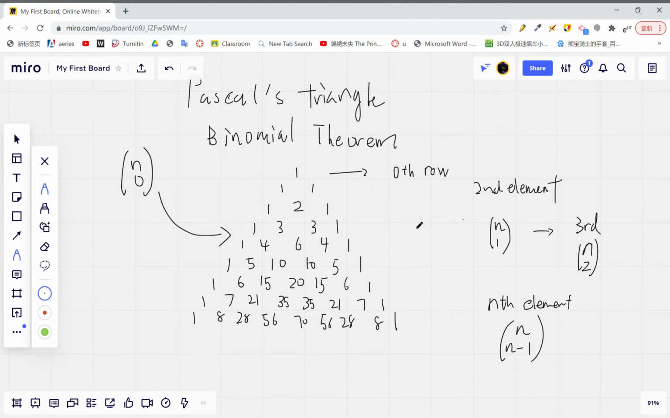Which means that the first element is always going to be n choose 0, and the last ones are always going to be n choose n, because there's only 1 way to choose nothing, and 1's going to be there forever. Let's randomly pick a row: 1, 5, 10, 10, 5, 1. Then 1 is 5 choose 0, 5 is 5 choose 1, 10 is 5 choose 2, and 5 choose 3 is also 10 by symmetry, and 5 choose 4 is 5, and 5 choose 5 is 1.